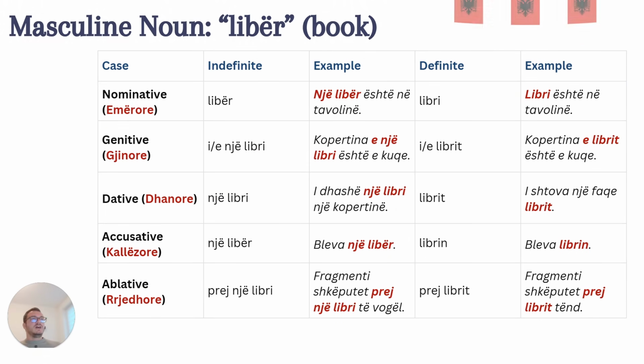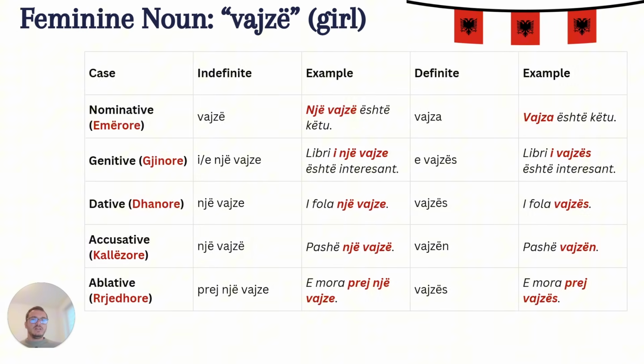Likewise, we have the chart for the feminine noun vajzë, a girl. In the nominative case, rasa emërore. In the indefinite, një vajzë or vajzë. For example, një vajzë është këtu. A girl is here. In the definite, vajza, the girl. Vajza është këtu. The girl is here.